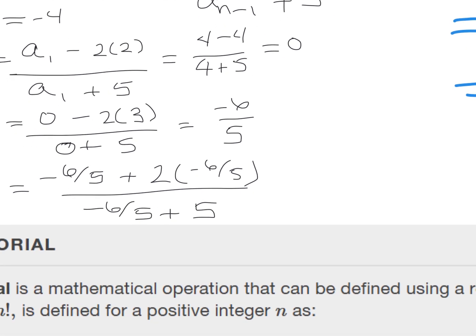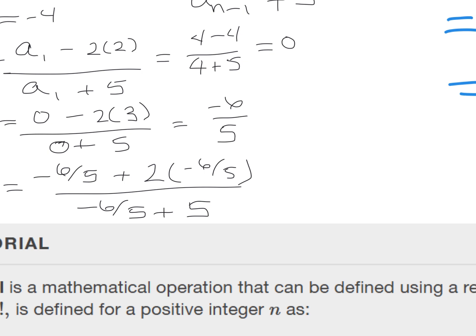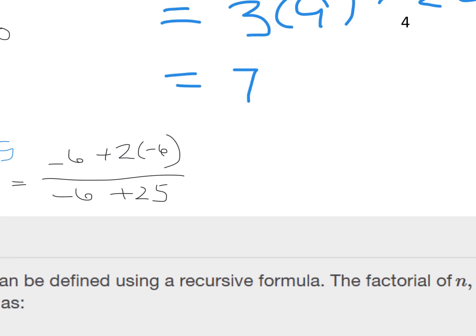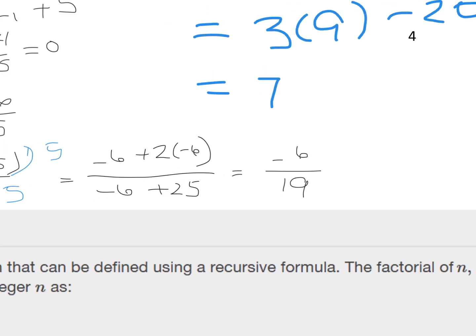Now, because I have fractions within fractions and I can't leave that, what I'm going to do is multiply the numerator and the denominator by 5 to clear my fraction. And when I do that, I'm going to get negative 6 plus 2 times negative 6, all divided by negative 6 plus 25. And then I was able to clear that fraction nicely, and so I get negative 6 in the numerator and 19 in the denominator. And that is my fourth and final term.